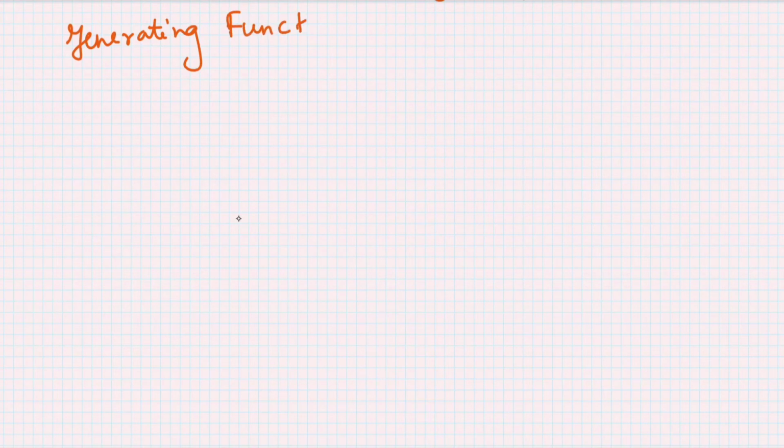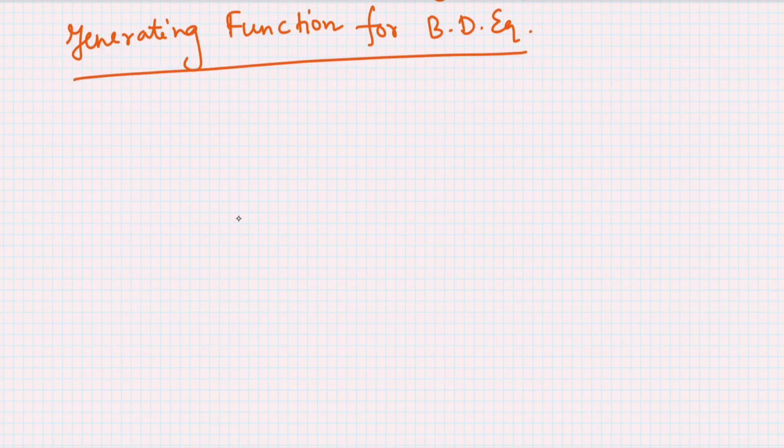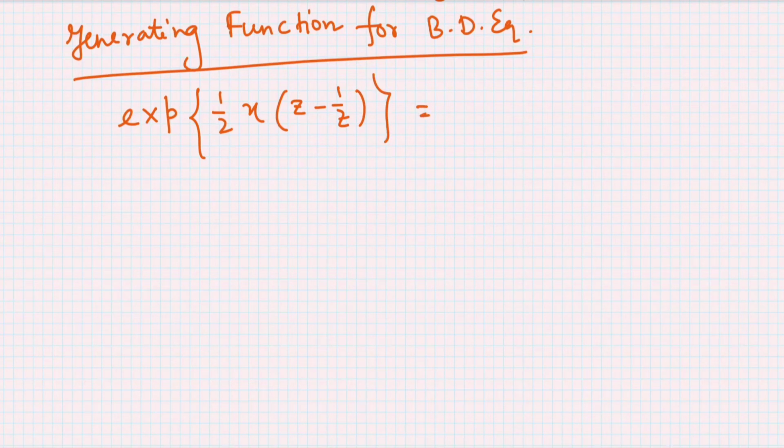Now again, another topic is the generating function for Bessel's differential equations, or Bessel's function you can write also. So we are not going to the proof. So exponential of half into x into z minus 1 by z, this is equal to summation over n equal to minus infinity to infinity z power n J n x. This is known as generating function of Bessel's equation.